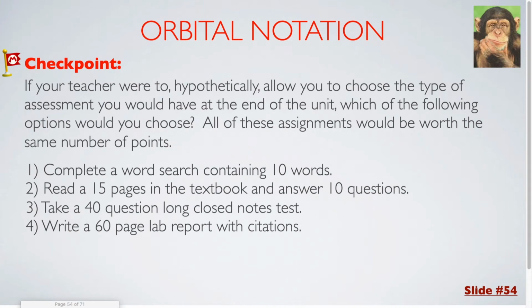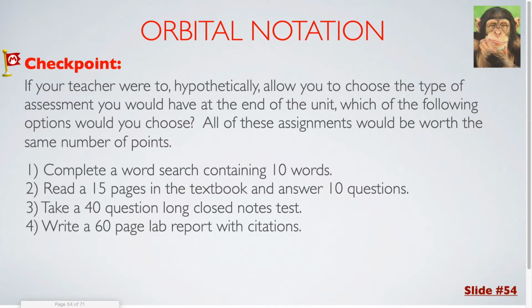For our first checkpoint, if your teacher were to hypothetically allow you to choose the type of assessment you were to have at the end of the unit, which of the following options would you choose? All of these assignments would be worth the same number of points, so the potential options are to complete a word search containing 10 words, to read 15 pages in a textbook and answer 10 questions, take a 40-question long closed notes test, or write a 60-page lab report with citations.